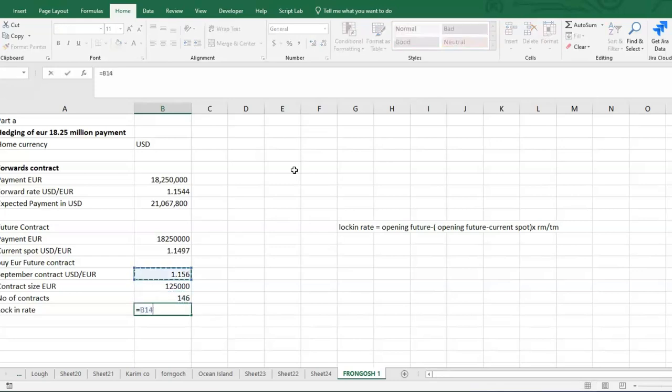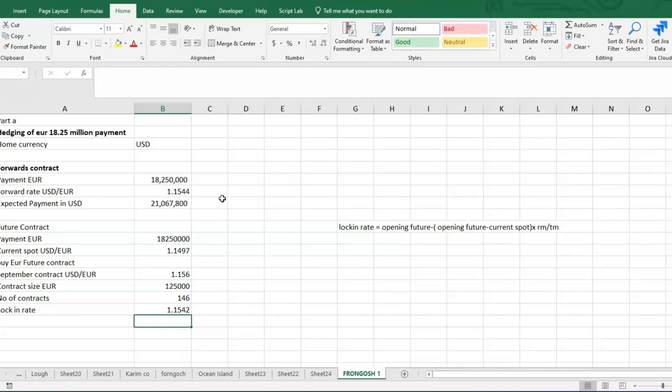Okay, opening future minus, bracket start, opening future minus the current spot, into the remaining months. Today is 1st March. We will use the future on 1st August and we are selecting the September contract. So 2 months are remaining. How many total months are there? Calculate from today's date: March, April, May, June, July, August, September.